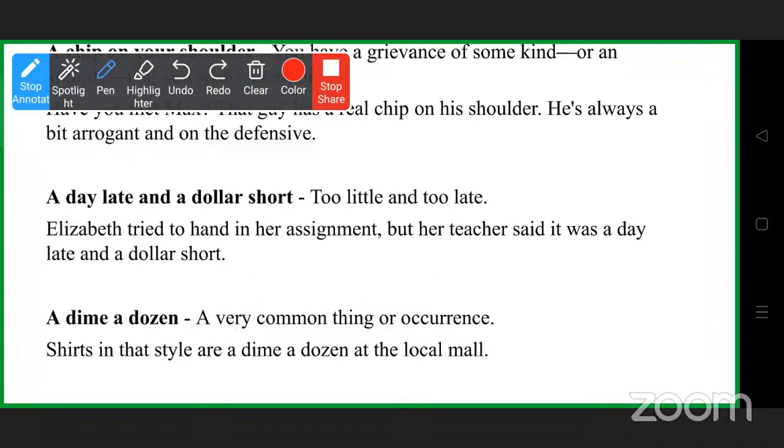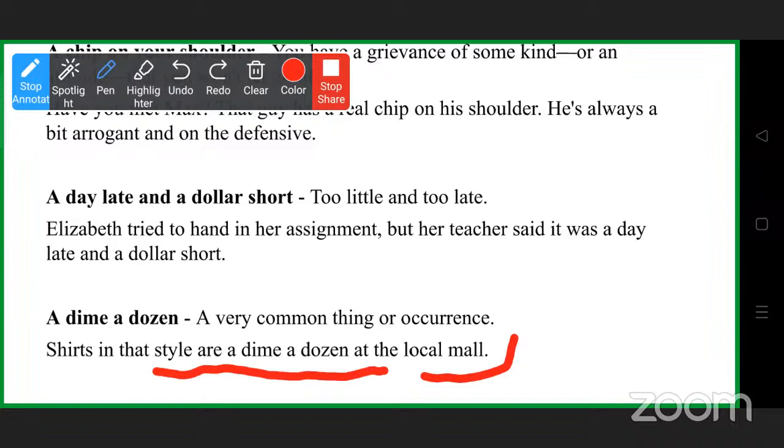Shirts in that style are a dime a dozen at the local mall. A dime a dozen. It's a kind of dime a dozen, you know. That trend is a good trend, but somehow it's a very common thing to be found. Like these socks that you have worn, these socks are a dime a dozen. So I think you need to change your mindset to wear different kinds of stuff now.